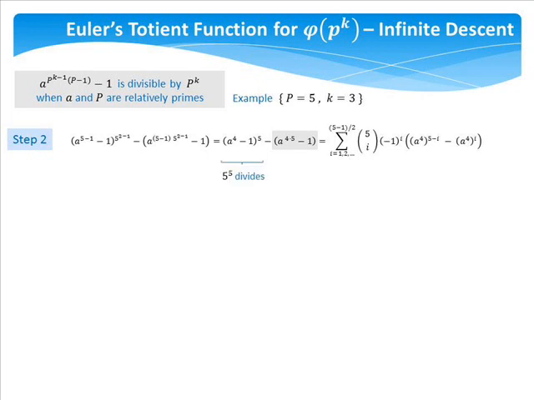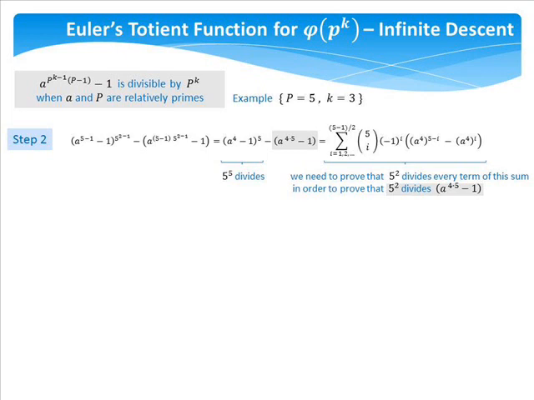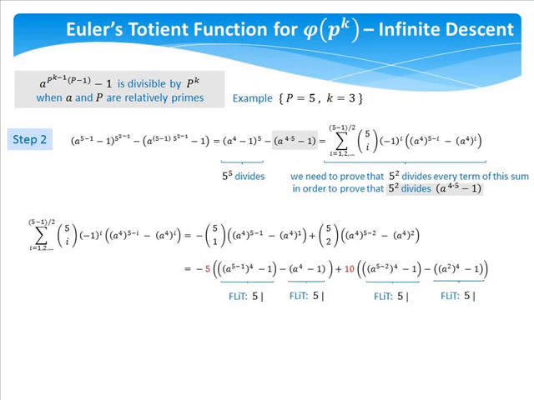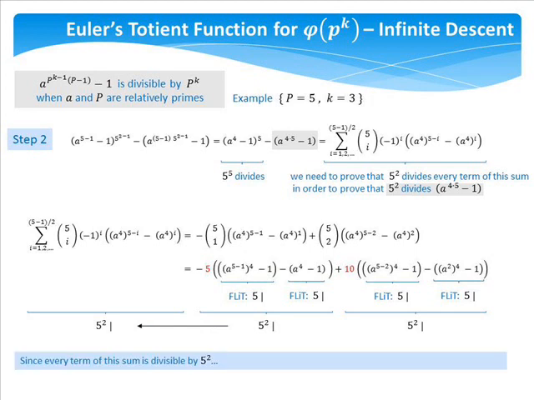So the next step is proving that 5 squared divides every term of this sum, in order to prove that 5 squared divides a raised to 4 times 5 minus 1. And as inside of the summation each bracket is a Fermat theorem case, 5 divides each one. And as 5 also divides the binomial values, then 5 squared divides each term of the summation. Since every term of this sum is divisible by 5 squared, it follows that 5 squared divides a raised to 4 times 5 minus 1.